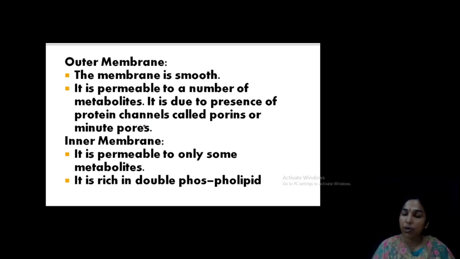Both these membranes are usually rich in phospholipids. So the outer membrane is smooth and permeable to almost all metabolites. The inner membrane is permeable to only some of the metabolites.